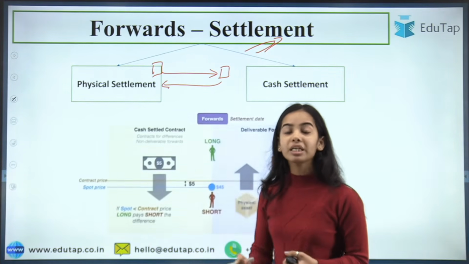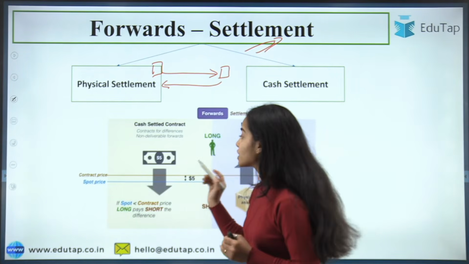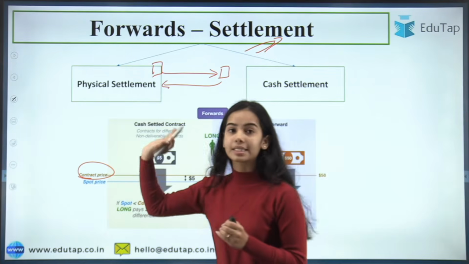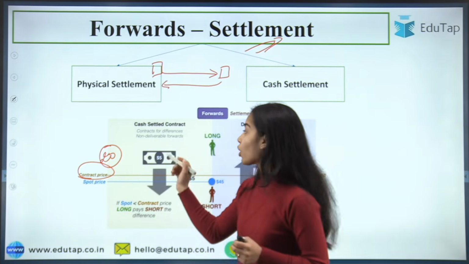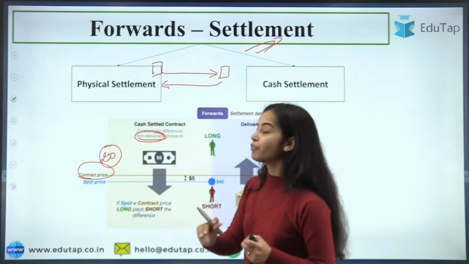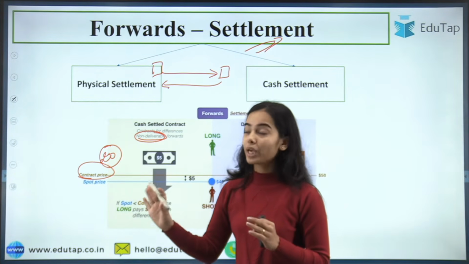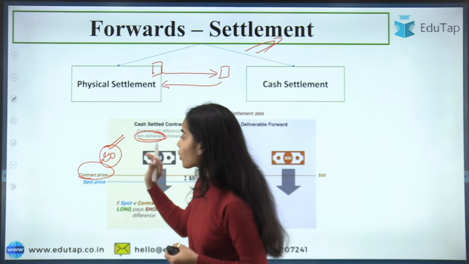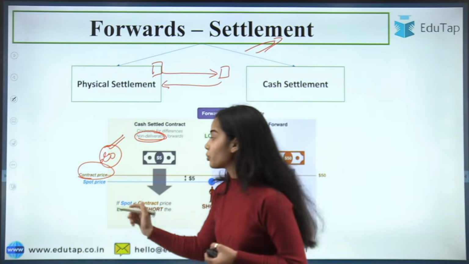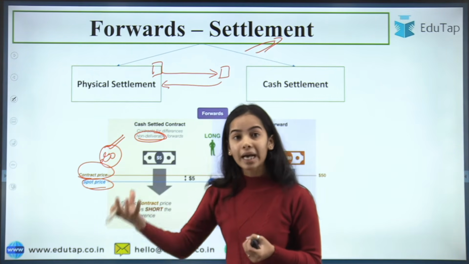In the cash settlement, it will become a little tricky, so hear it very carefully. The contract price is already decided, and the contract price is 20 rupees. Here you are not delivering, it is a non-deliverable forward, that is, you are not delivering the product physically. You are just exchanging the cash. So the contract price is already decided at 20 rupees, and the spot price is the price after 2 months, that is, the current price.